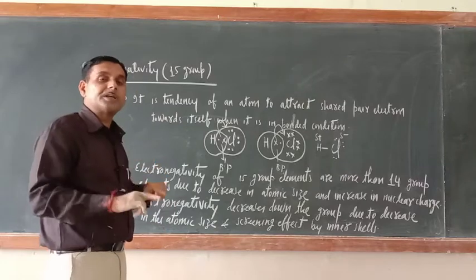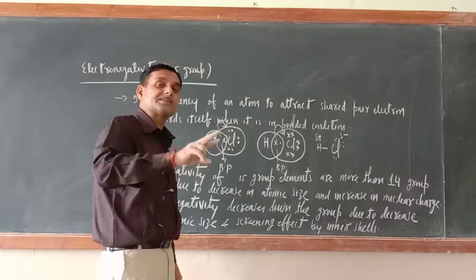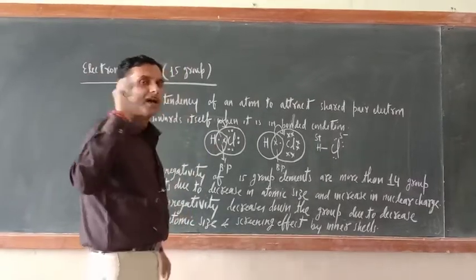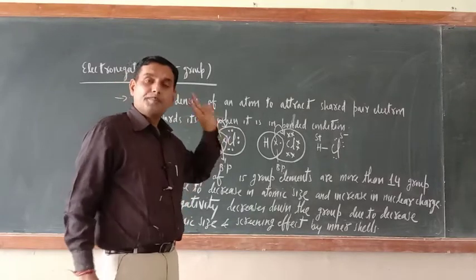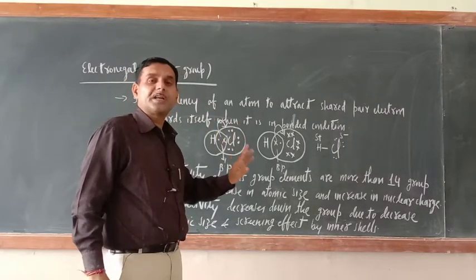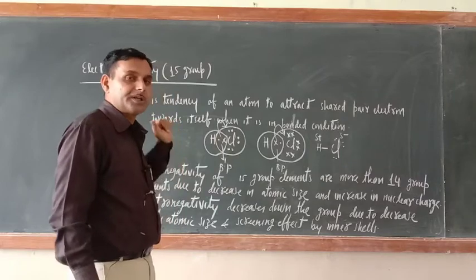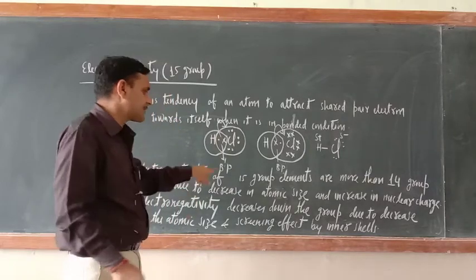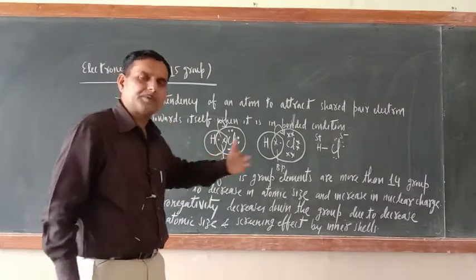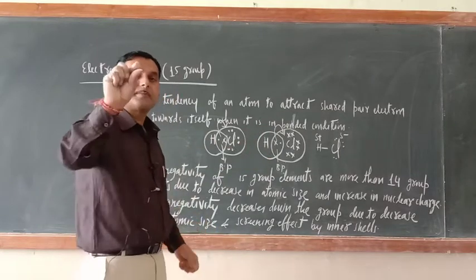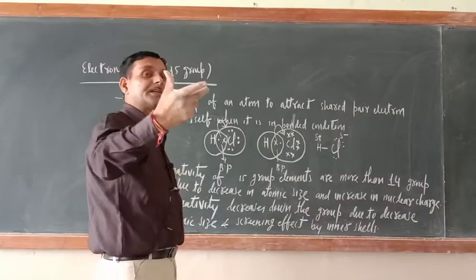Now I have to teach electronegativity with reference to the 15th group. So now try to understand. The 15th group electronegativity is greater than that of the 14th group. What is the reason? The answer is written here. As we move left to right, what is happening? Atomic size decreases, nuclear charge increases.